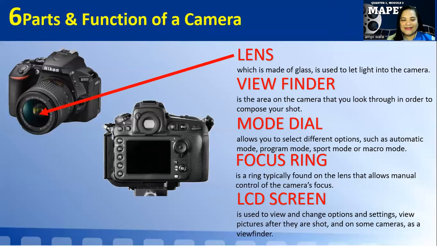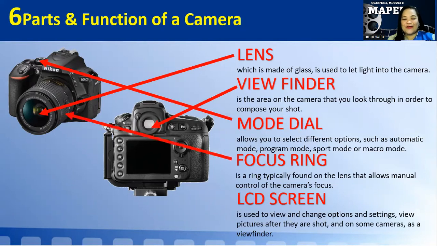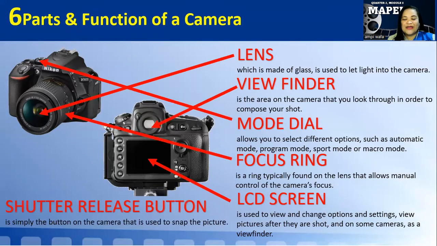Okay, and lens is, okay, see that arrow? Viewfinder. Where is the viewfinder? You are correct. Mode dial. Can you point the mode dial? Find the arrow. There you go. And focus ring. Yes, you are correct. LCD screen. Again, very good. Shutter release button. Very good.